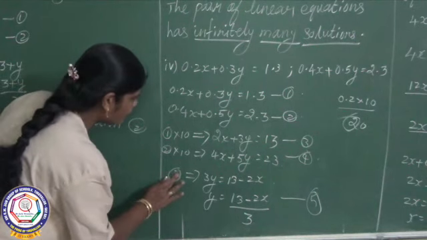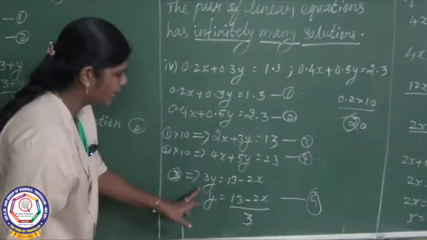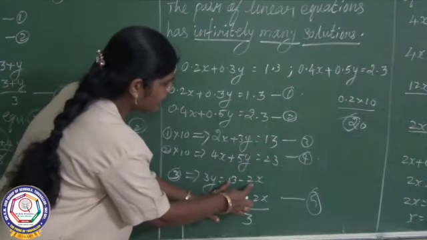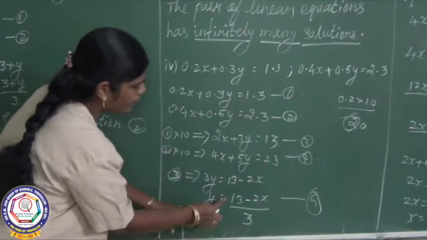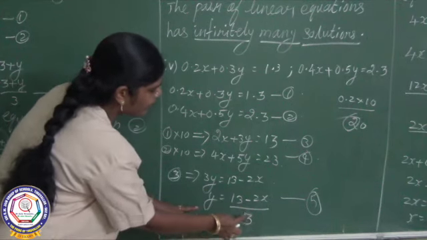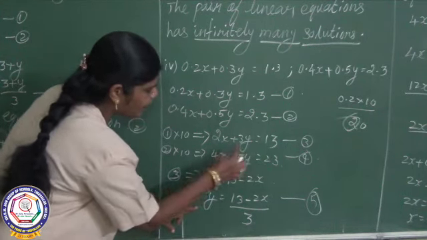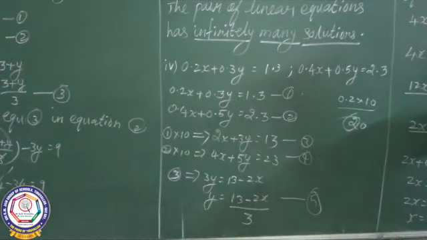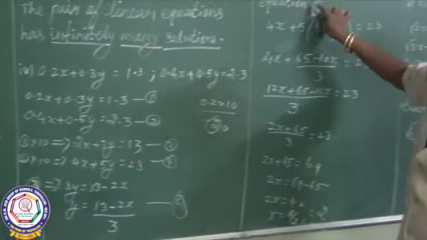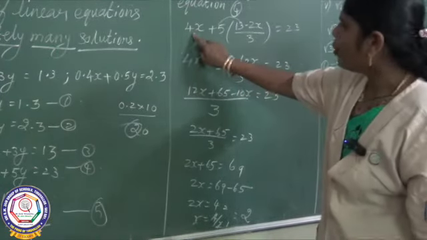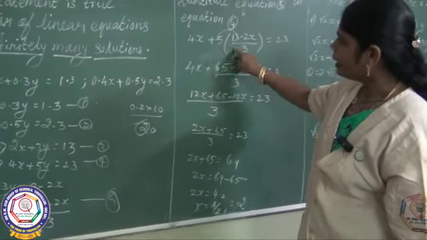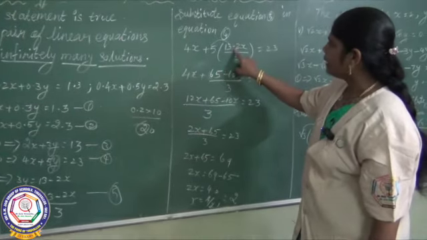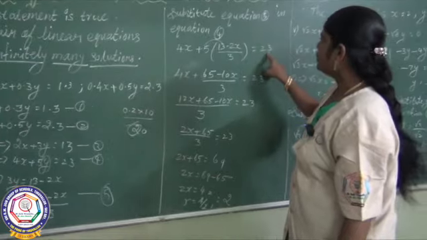So equation 3 implies 3y equal to 13 minus 2x. So y equal to (13 minus 2x) divided by 3, because multiplication will change to division. Substitute equation 5 in equation 4. So 4x plus 5 into, instead of y you substitute the value, (13 minus 2x) by 3, equal to 23.